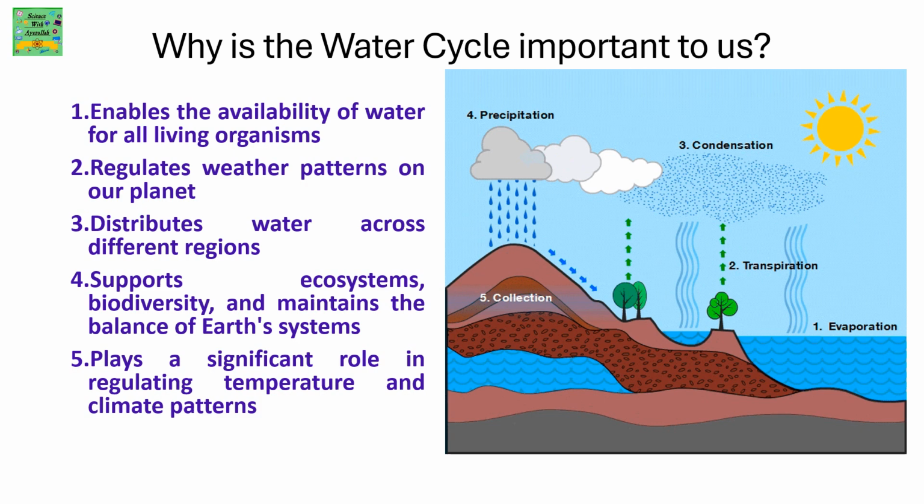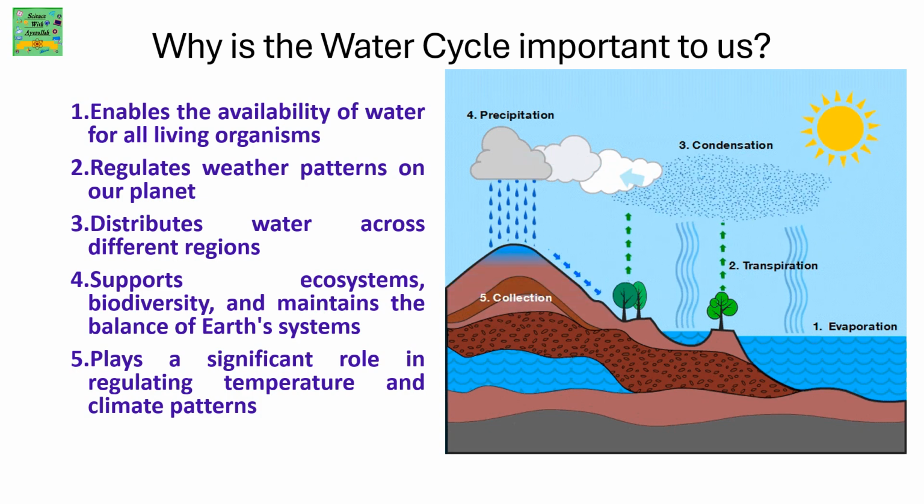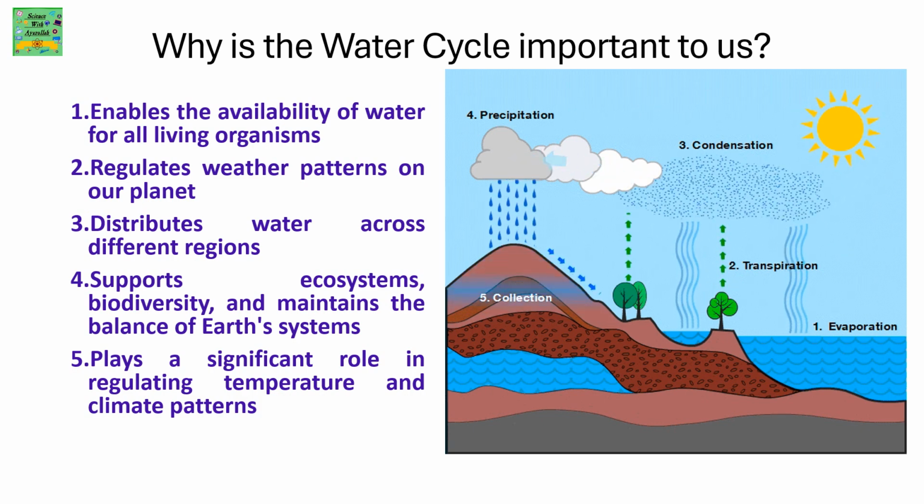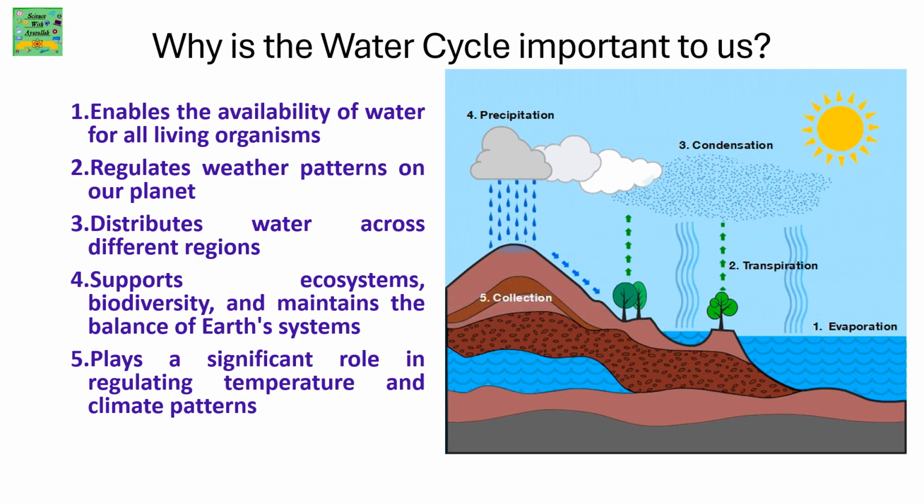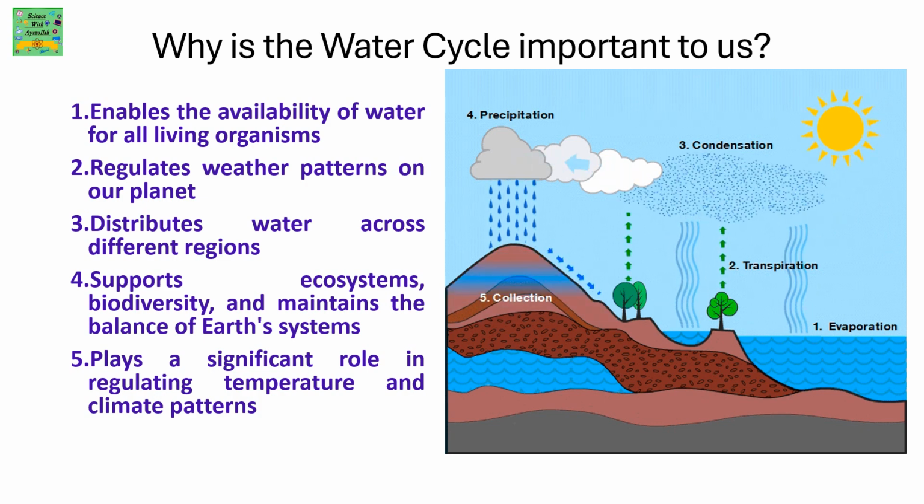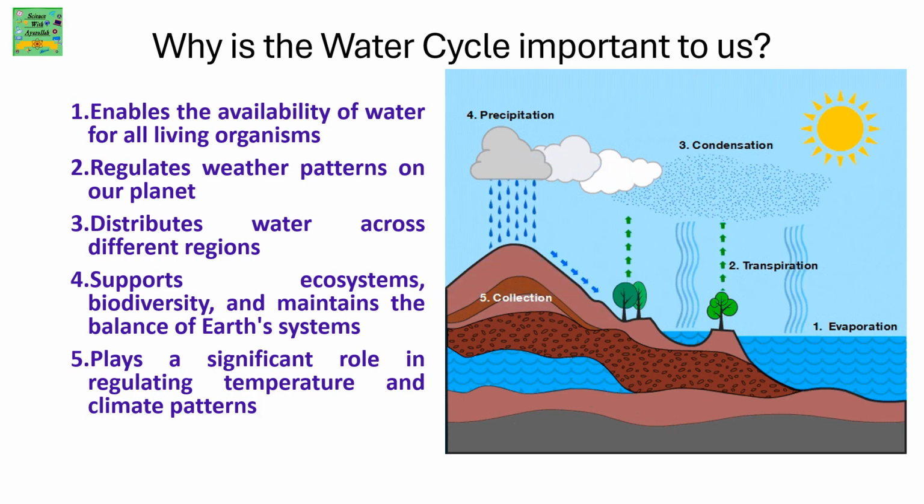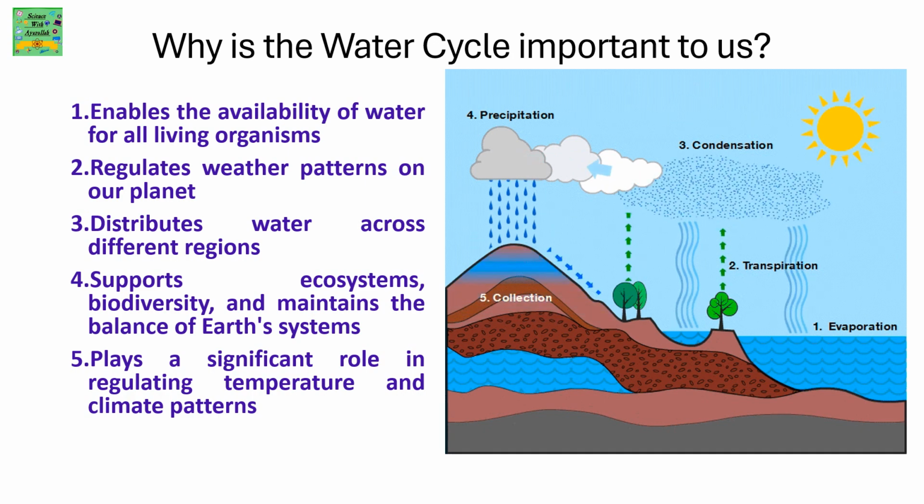Now here's an important question. Why is the water cycle important to us? The first advantage of the water cycle is that it enables the availability of water for all living organisms. It regulates weather patterns on our planet, distributes water across the different regions, supports ecosystems, biodiversity, and maintains the balance of Earth's systems. It plays a significant role in regulating the temperature and climate pattern.